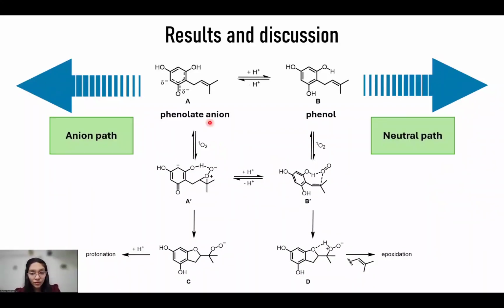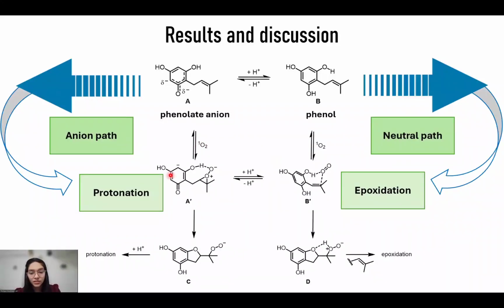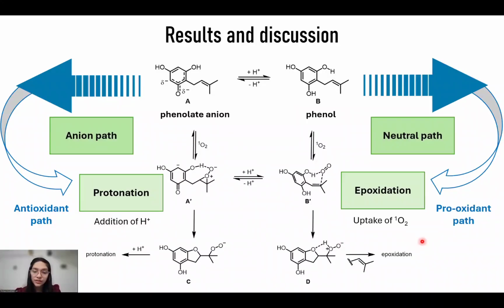When the phenolate form reacts with singlet oxygen, it forms an isohydroperoxide intermediate, which further undergoes protonation. And since there is an abstraction of a proton, we refer to it as the antioxidant pathway. Whereas the phenol molecule first forms a peroxide intermediate, which is stabilized by hydrogen bonding. This further undergoes epoxidation, that is oxygen transfer, and thus we refer to it as the pro-oxidant pathway.